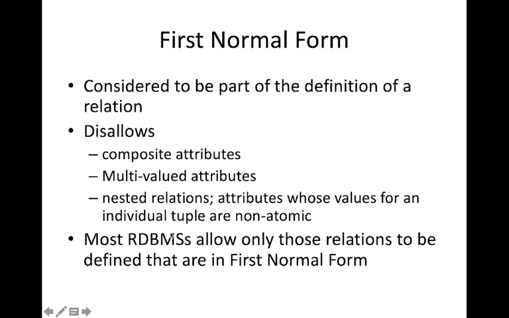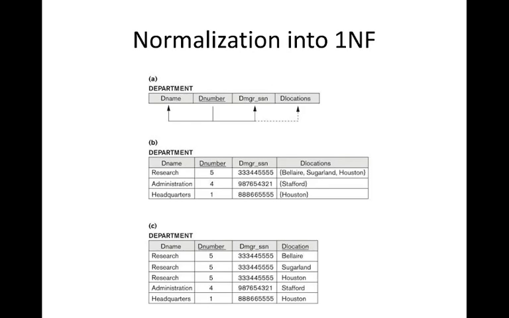Most relational database management systems allow only those relations to be defined that are in first normal form. So most relational database management systems automatically satisfy this normal form. We cannot enter data into the tables without satisfying first normal form in most relational database management systems. But we will learn about this first normal form also, theoretically, what it is.